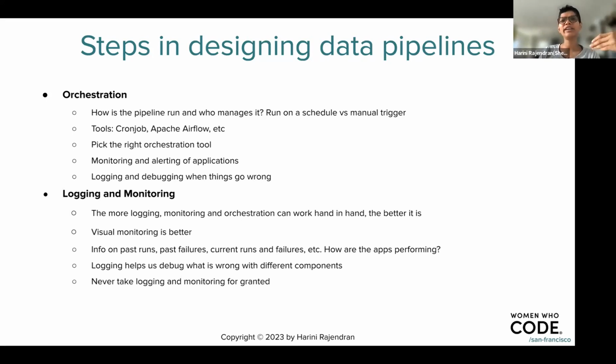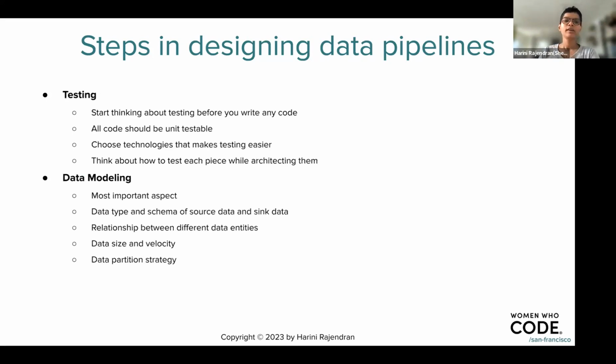This is not only relevant to data pipelines, it's relevant if you are developing any sort of microservices or any application. These steps are applicable to them as well. Similarly, testing: start thinking about testing before you write any code. Make sure that when you are writing code, everything is unit testable. If there are multiple technologies available, and one of them makes testing easier than the other, then that could be one reason to go with that.